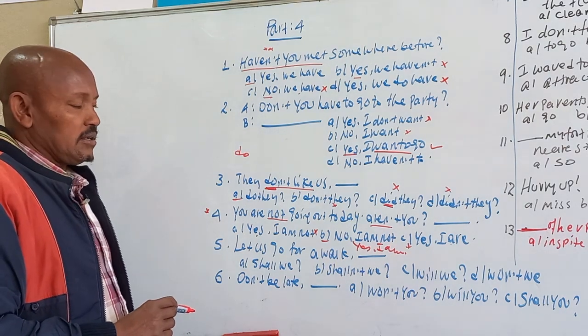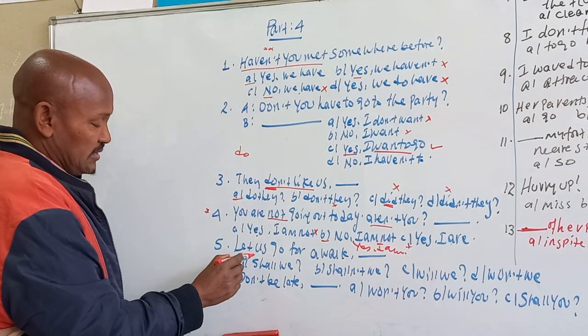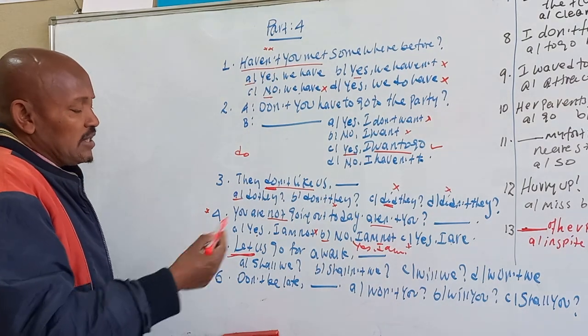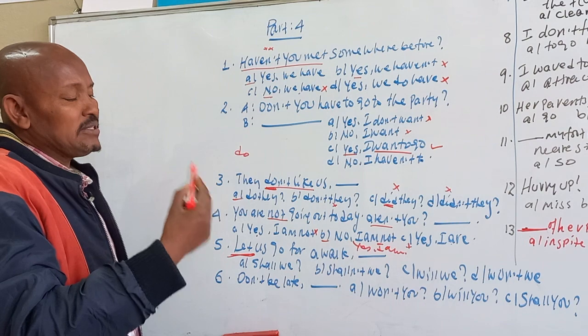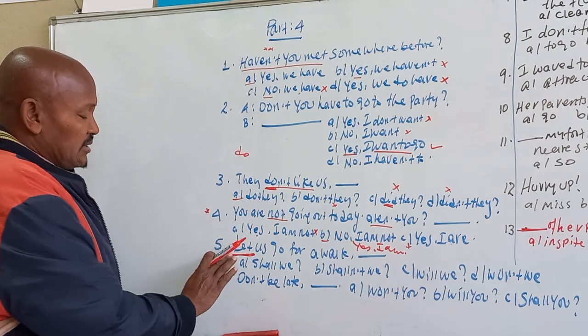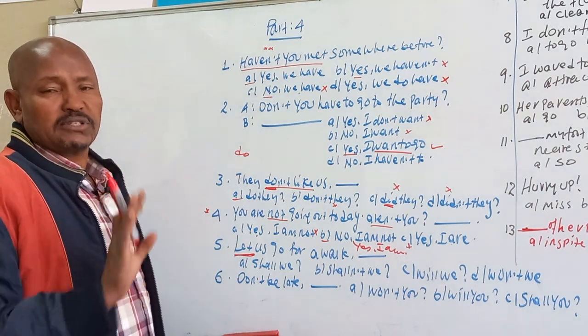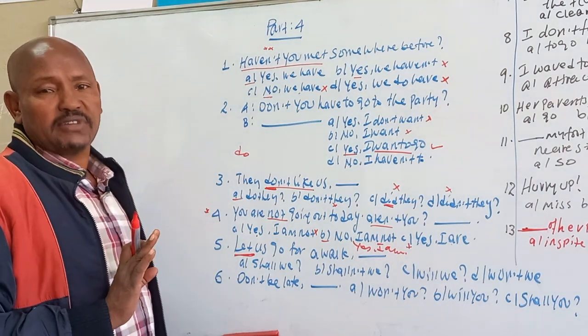Let's go for a walk. This is also a tag question, so you focus on this one, let's. When do we use let's? If the statement might use let's, what will be the correct tag question? Let's go for the walk. Whenever the statement uses let's, the tag question is always what? A positive tag question. It doesn't have a negative tag question here.